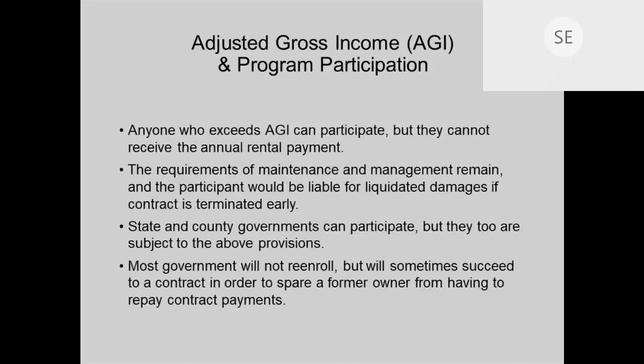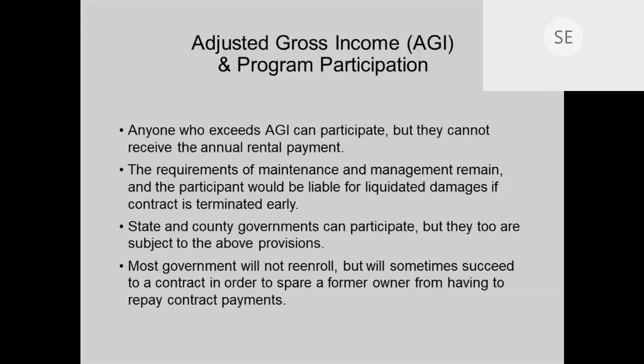So basically with AGI, adjusted gross income, right now it's $900,000. So if the program participant's adjusted gross income on average for the prior 3 tax years is above $900,000, they are not eligible to receive program payments. They can actually participate though, but the caveat is that they still have to complete maintenance and management. And if they end up out of compliance, even though they're not getting any money from us, we are still going to charge or make them liable for liquidated damages for our troubles if the contract is terminated early.